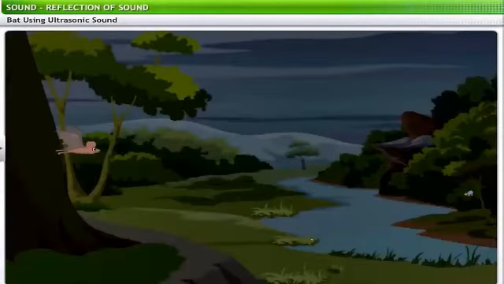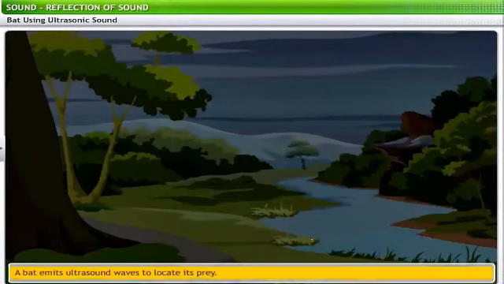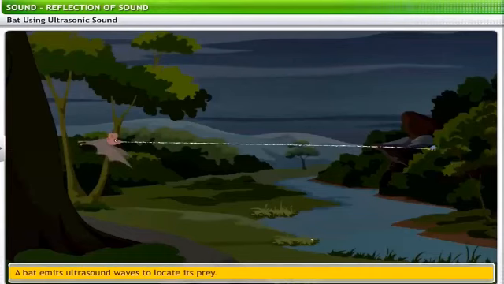Here is an example of a species that uses its personal sonar to obtain its food. A bat emits high-pitched ultrasonic squeaks that hit the obstacle or the prey and reflect back to the bat's ears. Based on the reflections received, the bat is able to determine the nature and location of its prey.